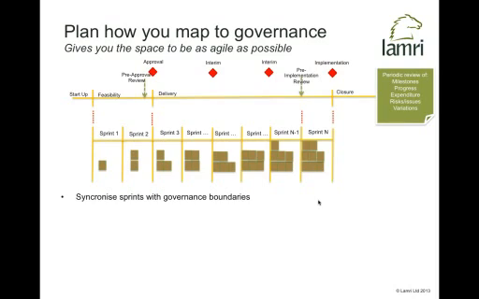Well, one thing we can do is synchronize our sprints with governance boundaries, because that starts making things tidier. We can look at our sprint reviews at the end of every sprint, look at the information and the data we're getting out of that, and use it to provide the information that our governance scheme is requiring.